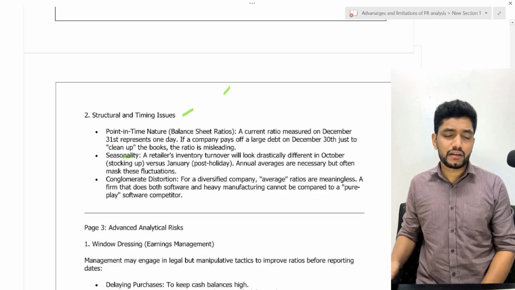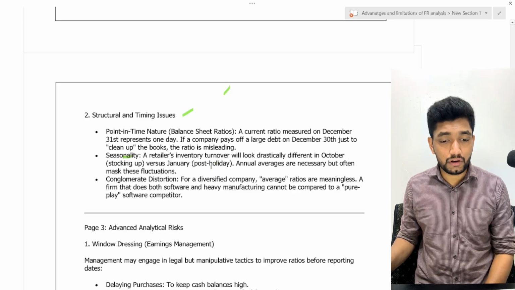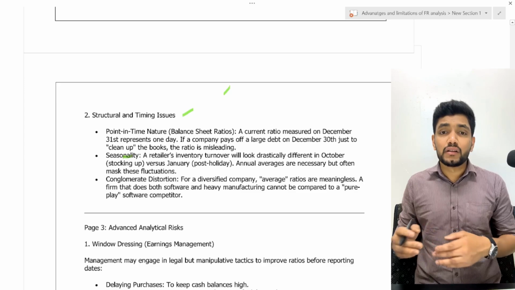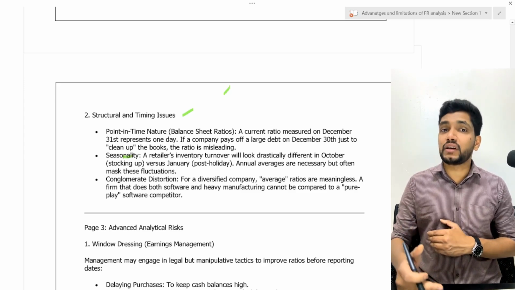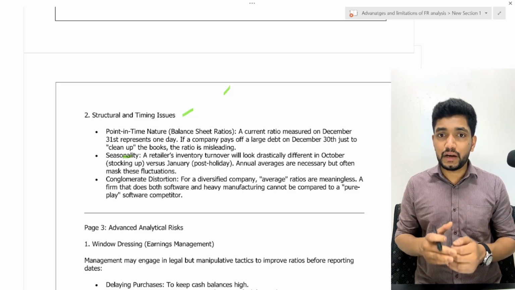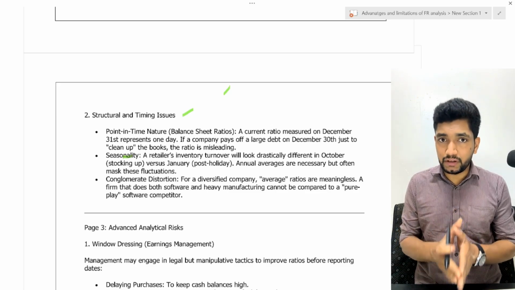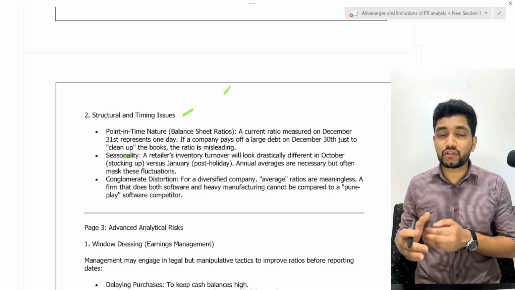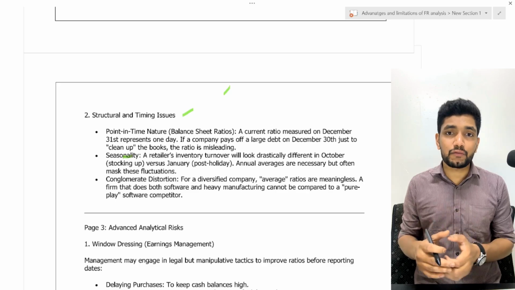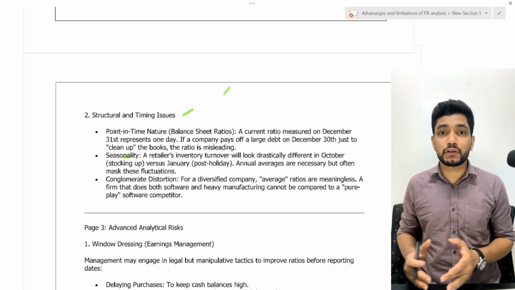Then the seasonality. A retailer's inventory turnover will look drastically different in October versus January. Annual averages are necessary, but often mask these fluctuations. If you are taking inventory in a seasonal period, definitely the inventory value will be higher, and in the off-season period it will be lower. If you are taking inventory in a specific season and comparing that in some ratio analysis, it may not reflect the complete whole-year performance of the company.